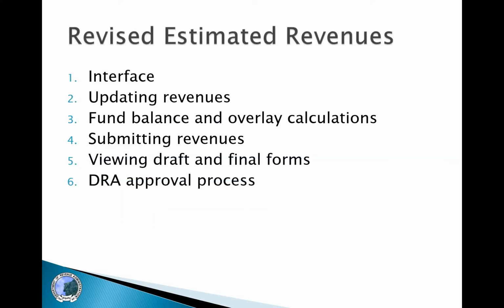Okay, so the revised estimated revenues webinar itself is going to go over a couple things. The first is the application interface, the process for updating revenues, a little bit about entering fund balances and overlays and the resulting calculation, the revised estimated revenues submission process, viewing your draft and final forms. So these are your reports in the system. And I'll touch on the DRA approval process, which gives you the MS 434R. And of course, I'm going to go through and demo all this on our test server.